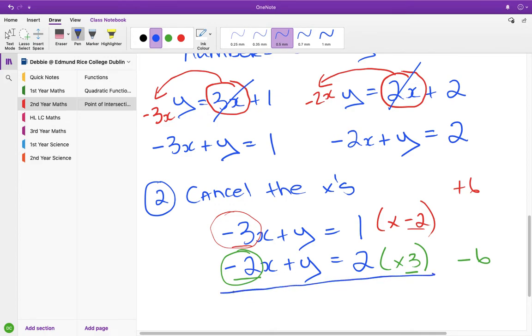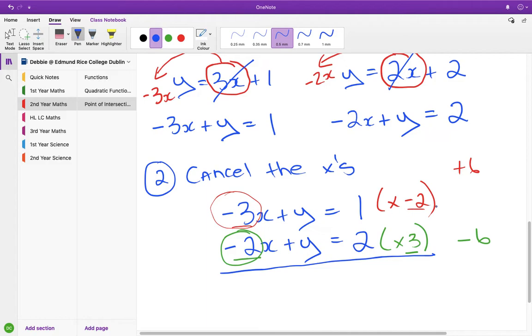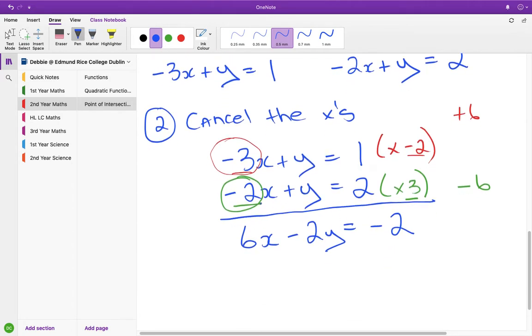Now, you can't just multiply the x's, you have to multiply the whole line. So this entire top line by minus 2, the minus by a minus gives me a plus 6x. The plus y by the minus 2 gives me a minus 2y. And the 1 by the minus 2 gives me a minus 2. The minus 2 by the 3 gives me a minus 6x. The y by the 3 gives me a 3y. And the 2 by the 3 gives me a 6. Now I have what I wanted.